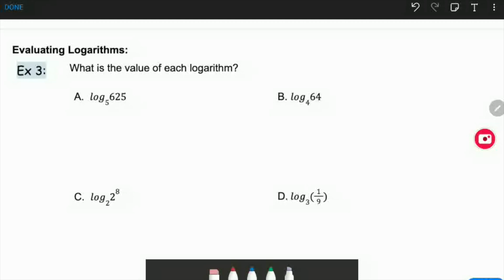Okay, in this example, we're going to look at how to actually find the value of logarithms. So as I go through this, A here, log base 5 of 625. Now, a logarithm poses the question, what power do you raise the base to get this number? So 5 to what power is 625? That is the question that a logarithm poses.